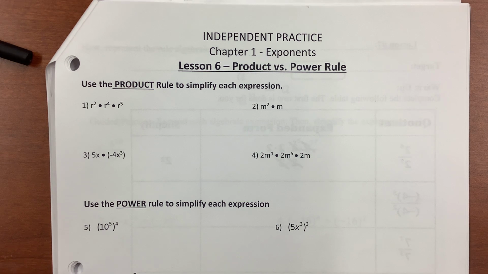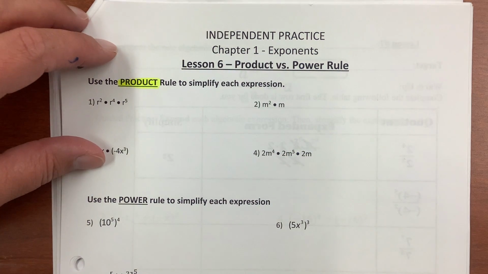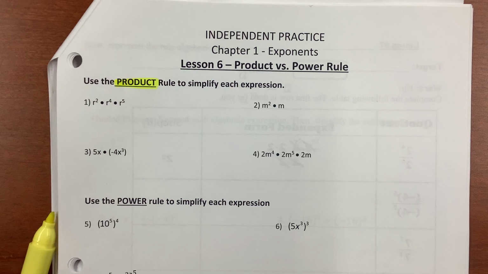All right, welcome back. I'm hoping that you did what you were supposed to do and tried these problems. So let's read the directions for the first part. Use the product rule to simplify the expressions. Product rule, a little review. A product rule means you keep the base and you add the exponent.